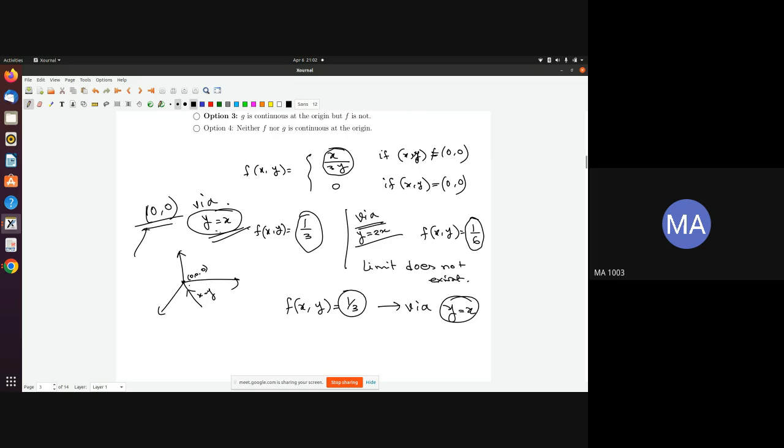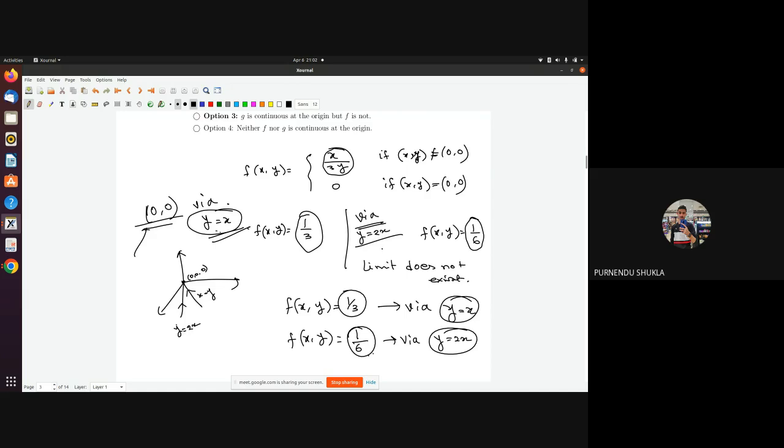Now, if I approach via, say, x equal to 2y, via this path, then how will our functional value behave along this path? Sorry, not x equal to 2y, I should write y equal to 2x. So what will be our functional value? 1 by 6. Right? 1 by 6. This is via y equal to 2x. So if I approach 0, 0 via this path, y equal to 2x, the limiting value will be 1 by 6 because it is constant all over the line.